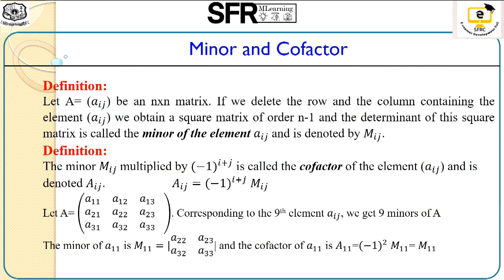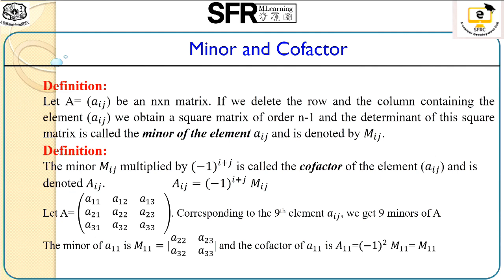Next, I want to define cofactor. First, we need to find the minor and then we need to find the cofactor. The minor Mij multiplied by minus 1 to the power of i plus j, for the ith row and jth column, is called the cofactor of the element aij, and is denoted by capital Aij.